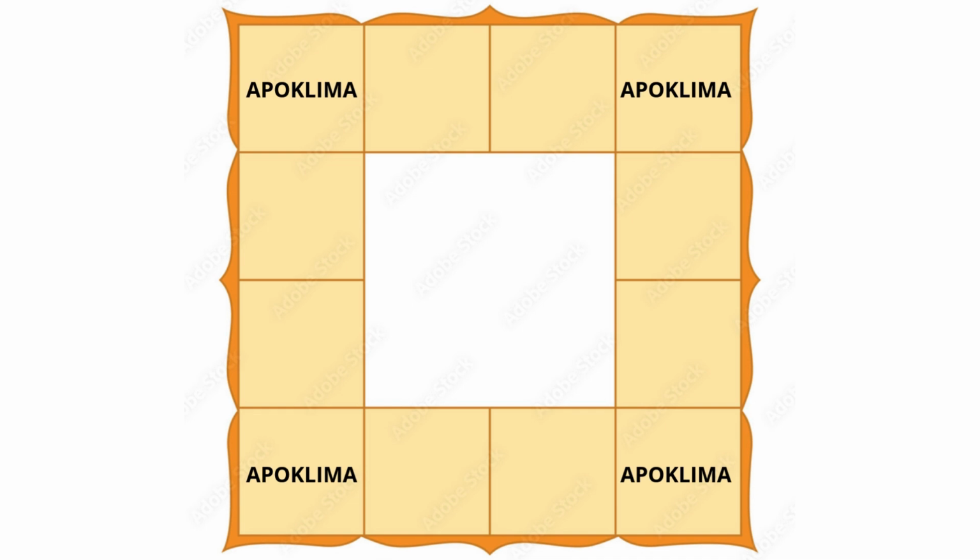Apoklima houses or cadent houses. These are the houses 3, 6, 9, and 12. These houses represent adaptation and movement. They are related to communication and efforts in the third house, conflicts and health in the sixth house, luck and spirituality in the ninth house, and loss and liberation in the 12th house.